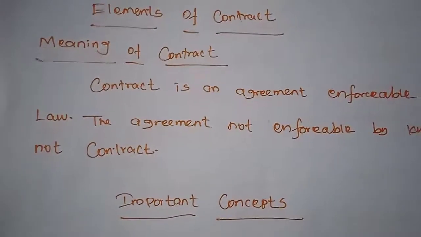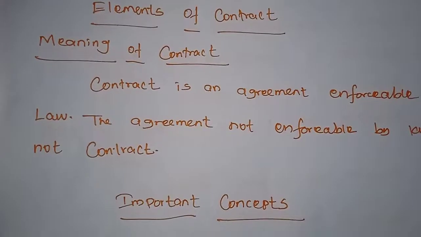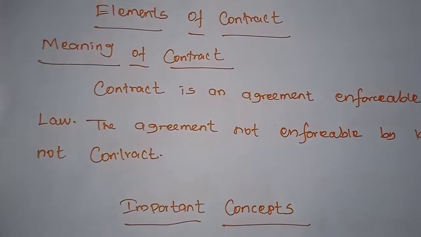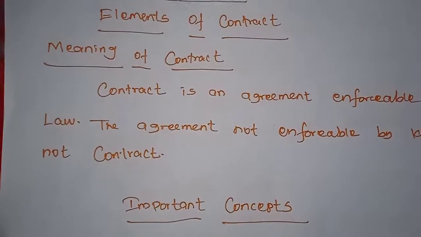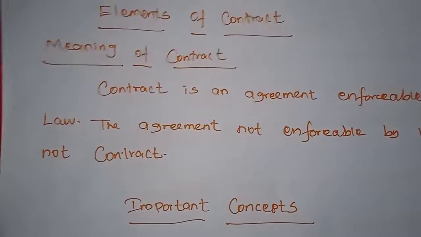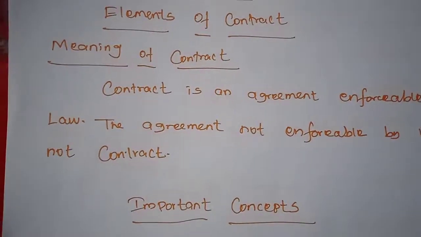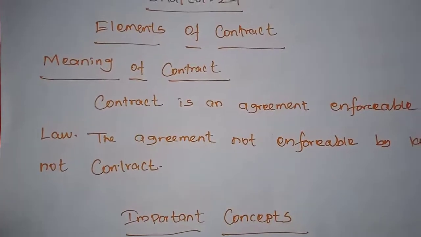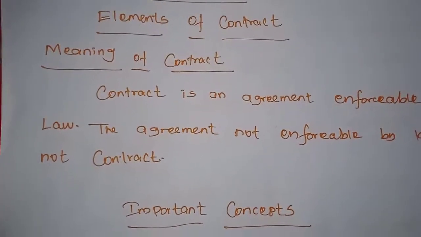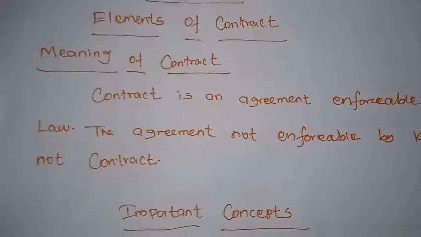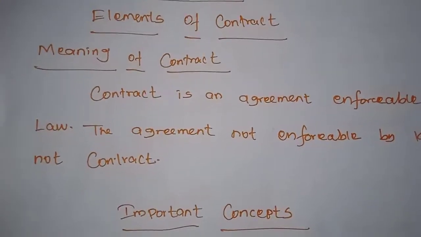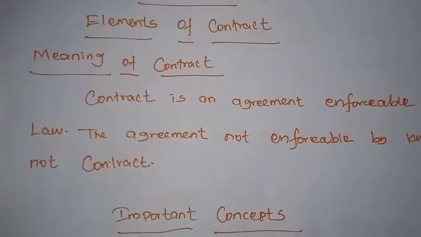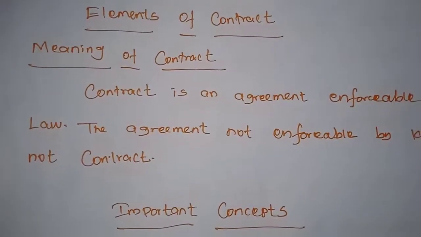In other words, an agreement consists of an offer and its acceptance. So agreement is equal to proposal plus acceptance. If a person accepts another's proposal, it is considered an agreement. Next, contract is equal to agreement plus enforceability by law. If an agreement is enforced by law, it is considered a contract.